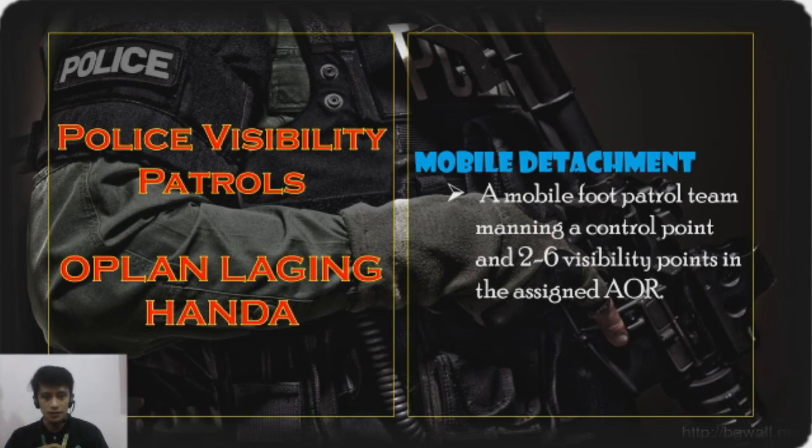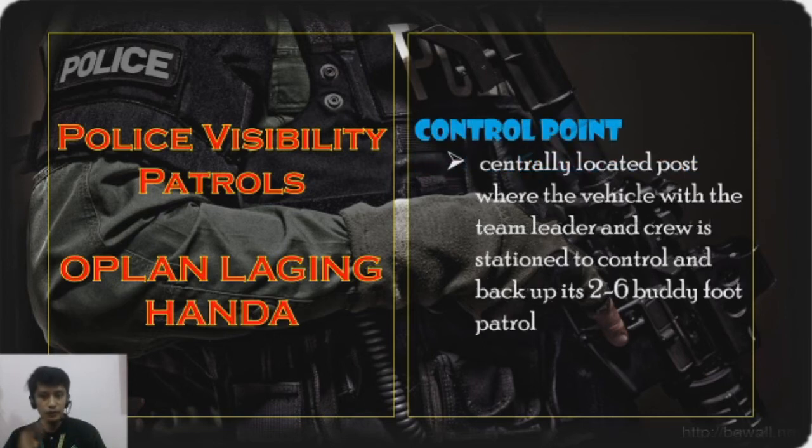Okay, so in conducting this kind of operations, they are going to divide, they have here the so-called mobile detachment. Simply, this mobile detachment is the mobile foot patrol team, mobile patrol team, manning a control point and 2 to 6 visibility points in the assigned AOR, assigned area of responsibility. Okay, so ano ba yung control point na ito?